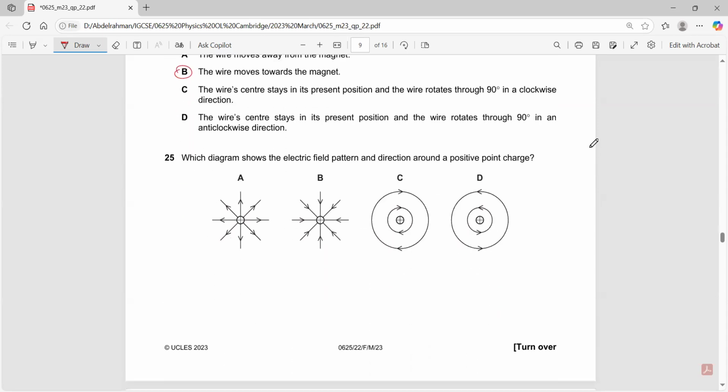Which diagram shows an electric field pattern around the positive point? Positive point, so it's outwards, right? Positive point is outwards.